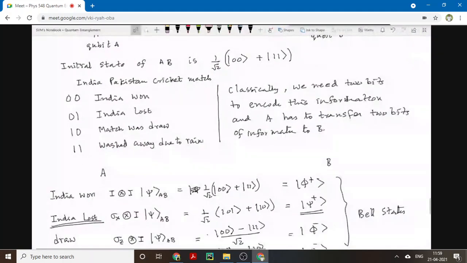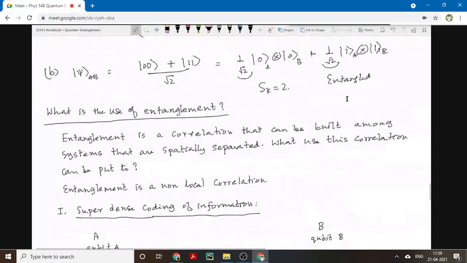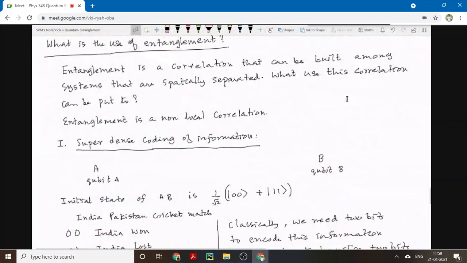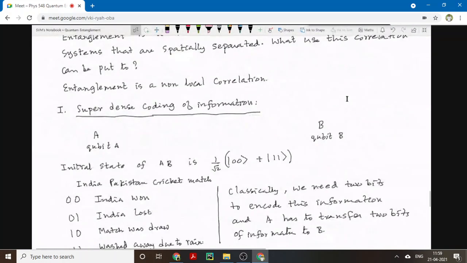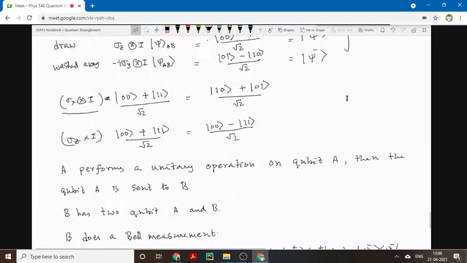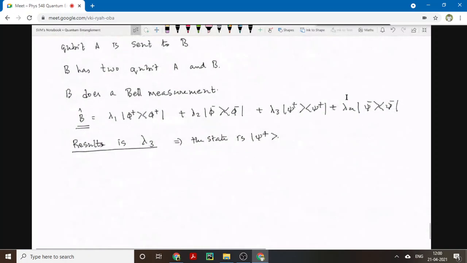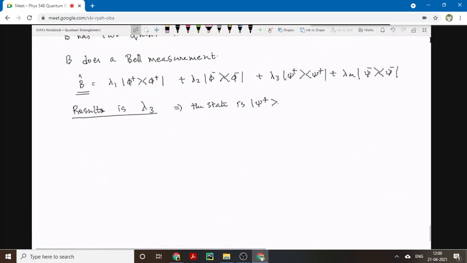Okay, so this is one important application. This is called superdense coding. Now, the second important application is called quantum teleportation.